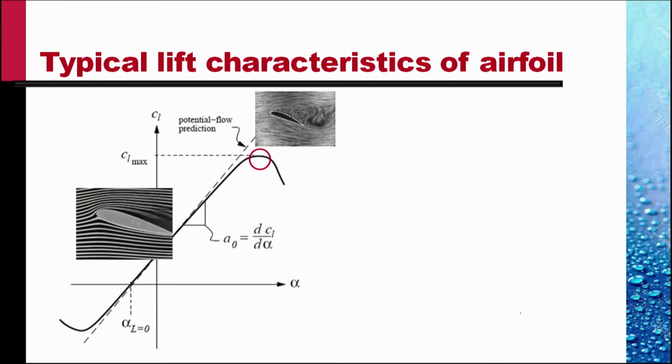But at the peak CL max, as we go beyond it, there is a large scale flow separation on the top surface, which spoils the flow, and we get a large drag. This phenomenon is called stall, and the airfoil or the corresponding wing is said to be stalled. A pilot flying an aircraft has to be very careful about not reaching the stall. In fact, the aircraft operates largely within this range of alpha.